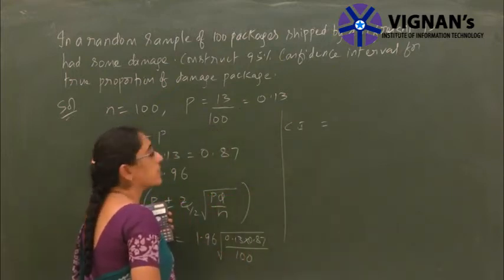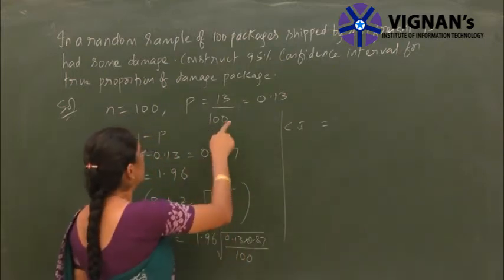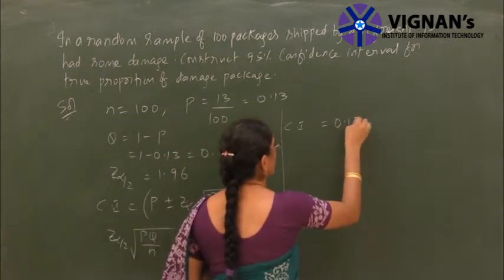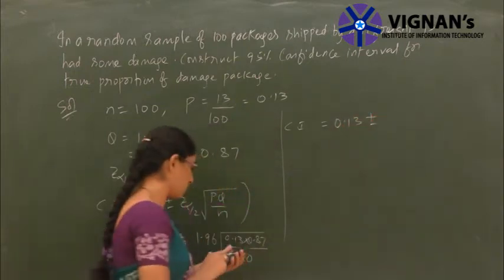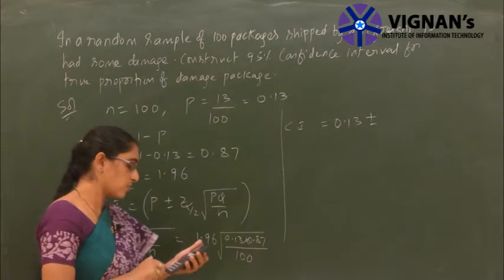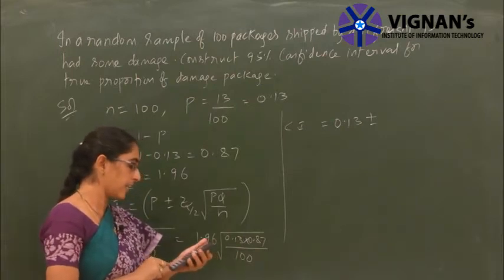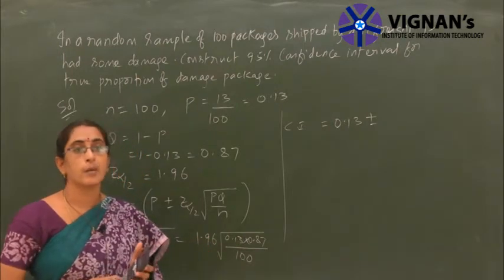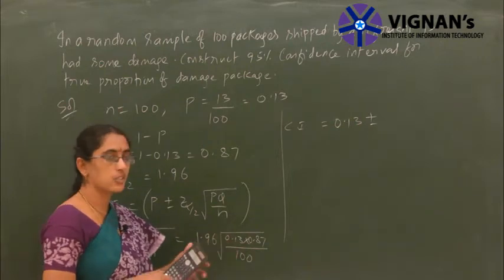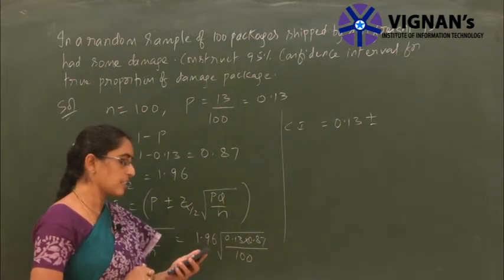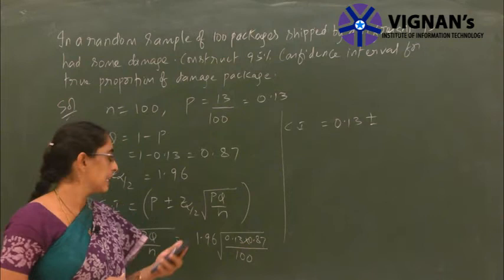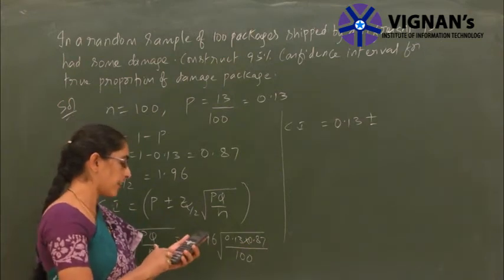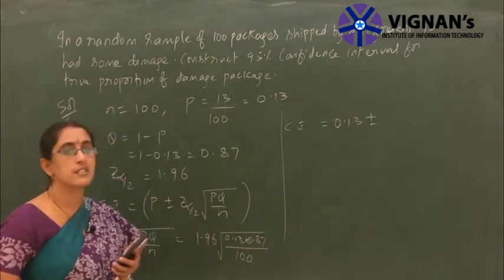So P is how much here? 0.13 plus or minus. So 0.13 into 0.87 divided by 100 gives you 0.0011. But it is under the square root, so the root value is 0.0336, and multiplying by 1.96 gives you 0.0659.